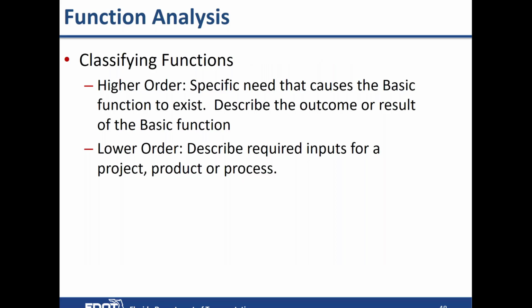Another thing that we do during classifying functions is there's two other functions that are called higher order, which is it causes the basic function to exist. So it's the outcome or the result of what the basic function is. And then you have a lower order function, which really is the input to what the project, product, or process is. Maybe it's the raw materials on a product.